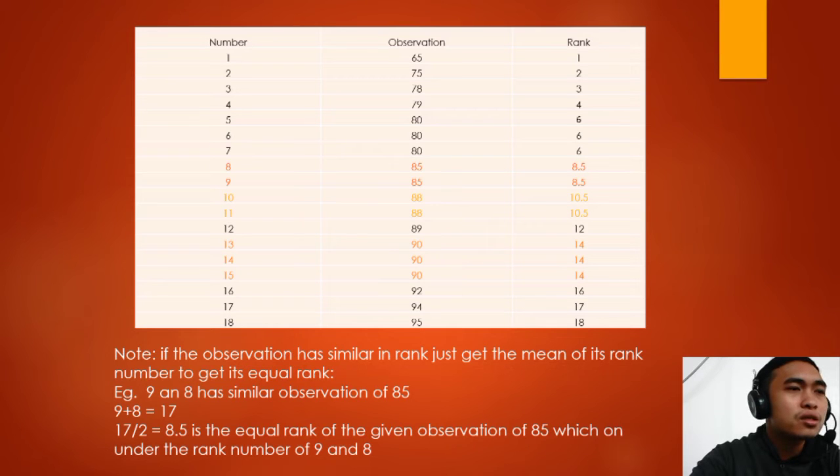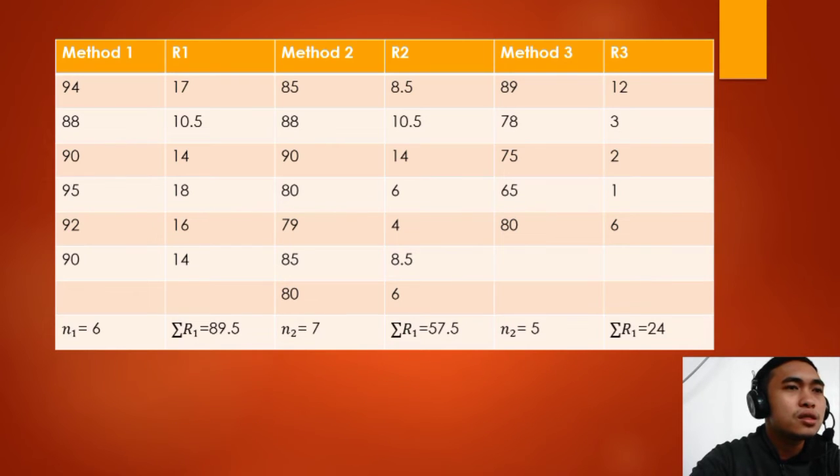For example, here in the 13, 14, and 15, since they have similar rank test observations, we will add 13, 14, and 15 and divide it by 3 in order for us to get 14. Okay, so this is the result of each ranking.